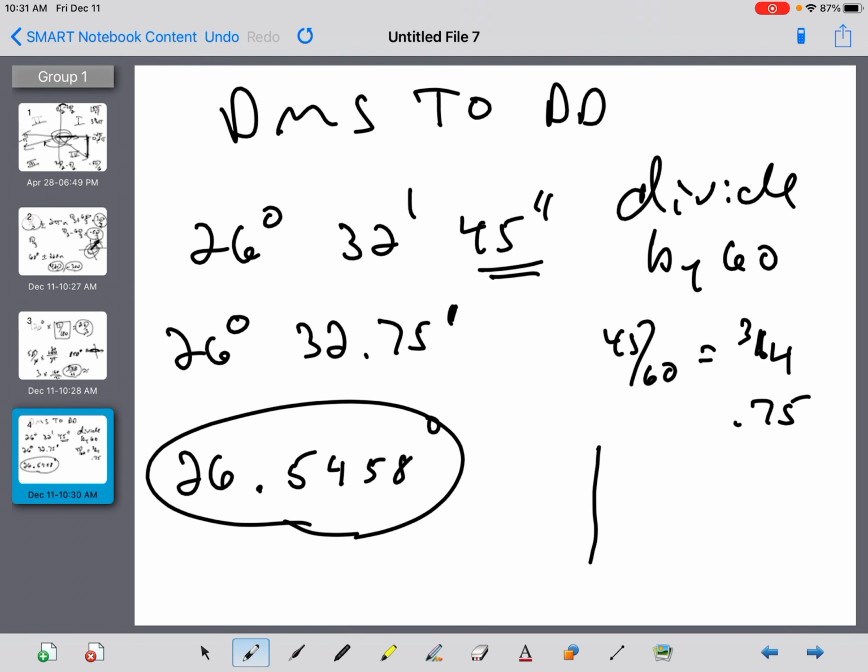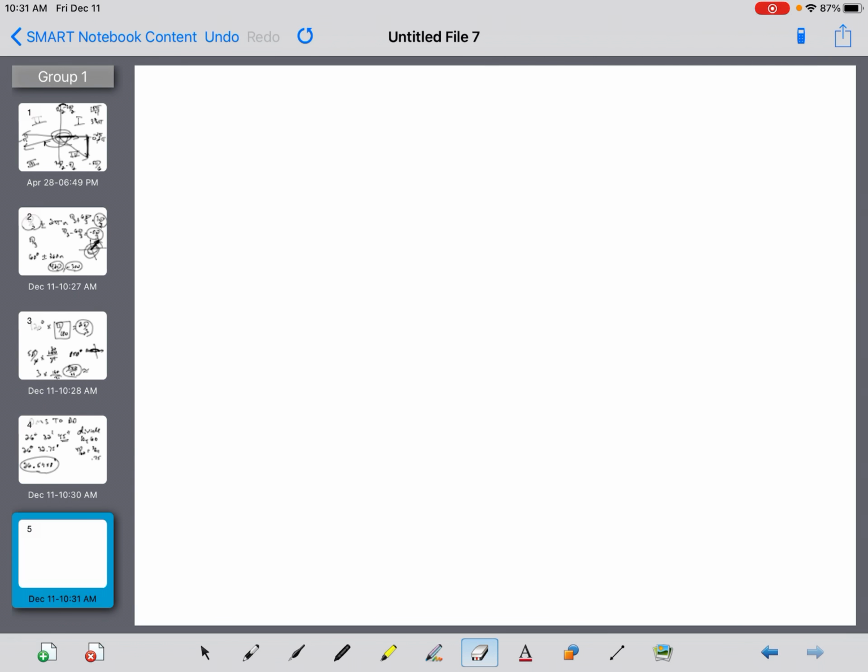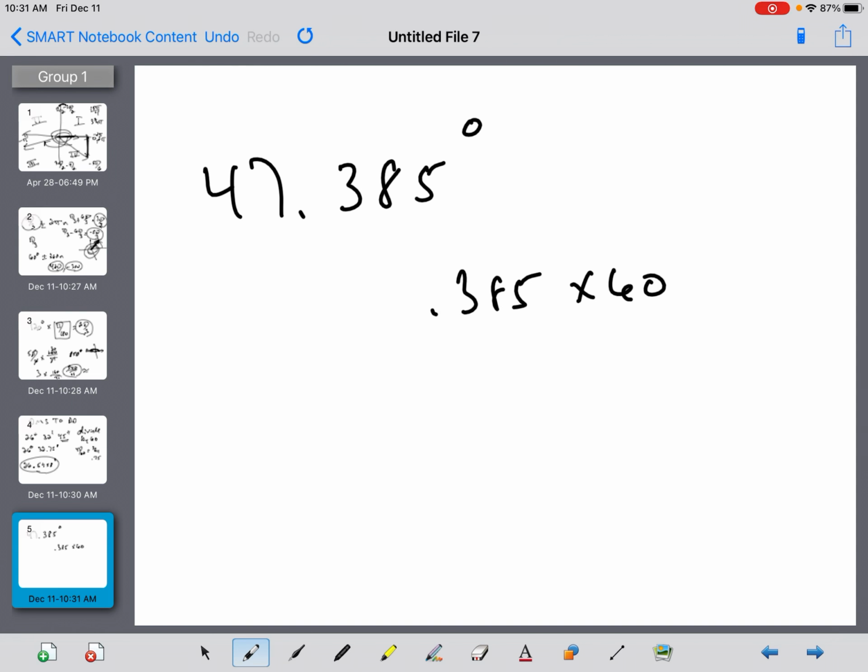Okay, then when you want to go from decimal degrees to degrees, minutes, seconds, let's say I had 47.385 degrees. Now I multiply by 60. I take 0.385 times 60.